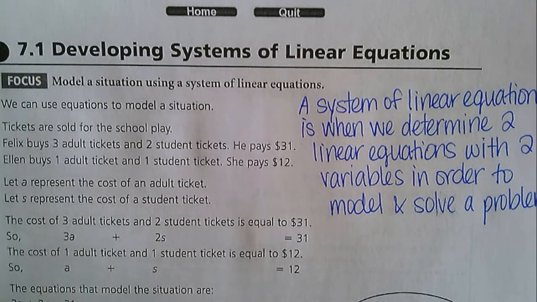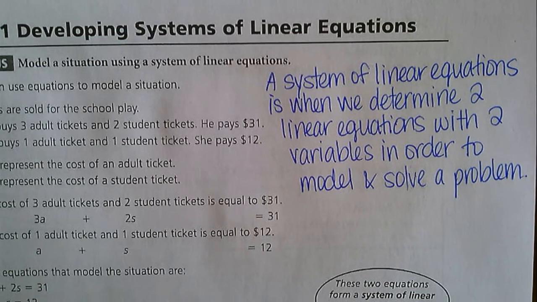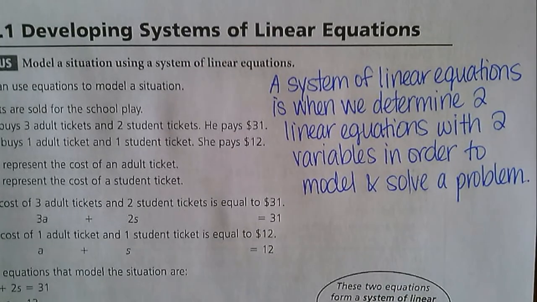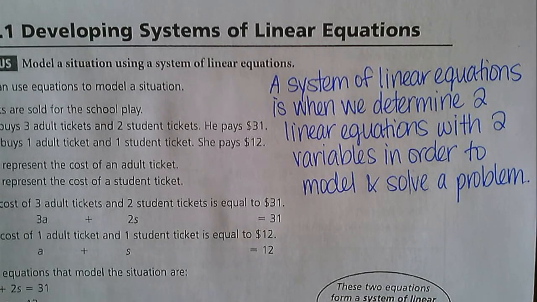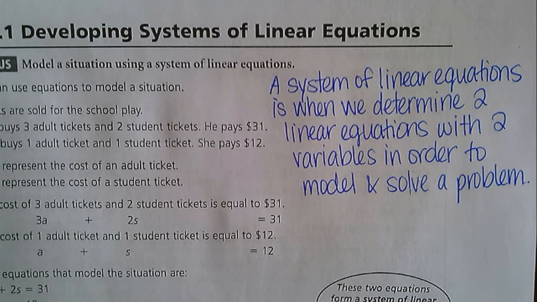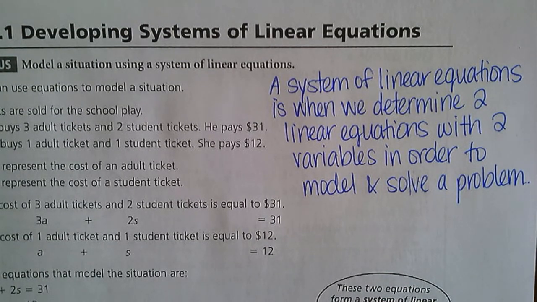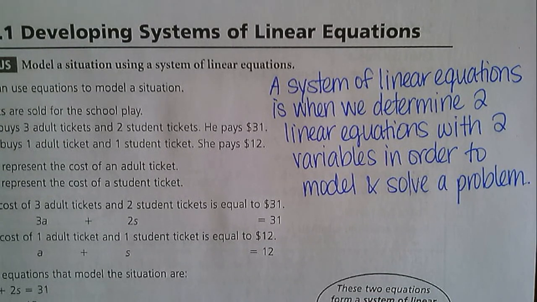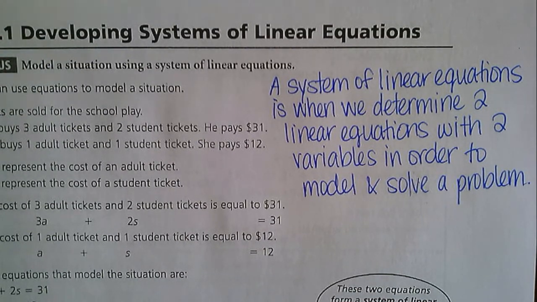So first thing I would have you do, just because it's not necessarily directly in the notes in such a nice way, is write down the definition of a system of linear equations. A system of linear equations is when we determine two linear equations, from the information we're given, with two variables in order to model and solve a problem. So again, in all of these questions, they're going to be giving us some sort of background context, and then we're going to be creating two linear equations from that context, and then be substituting in some values to figure out which values will solve the problem.